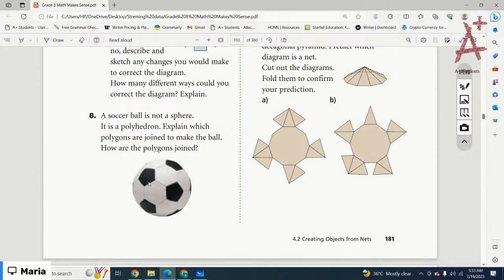The black pieces have five sides, and the white ones have six sides. That means the soccer ball is made up of pentagons and hexagons. Got it? You can see one pentagon is joined to five hexagons. Got it? One pentagon is joined with five hexagons.